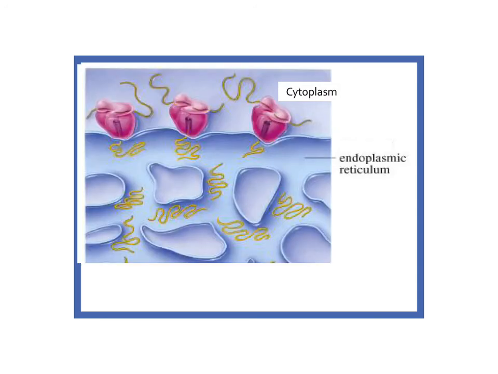So if you remember, the endoplasmic reticulum has ribosomes. That's these pink things in this diagram. These pink things are the ribosomes. Here, this little string is the messenger RNA, and coming out the other end, this little string is the protein. So they're being made, and they're released into the endoplasmic reticulum.